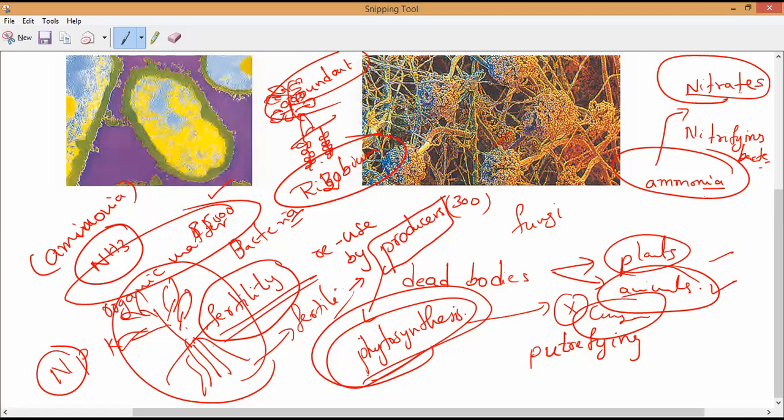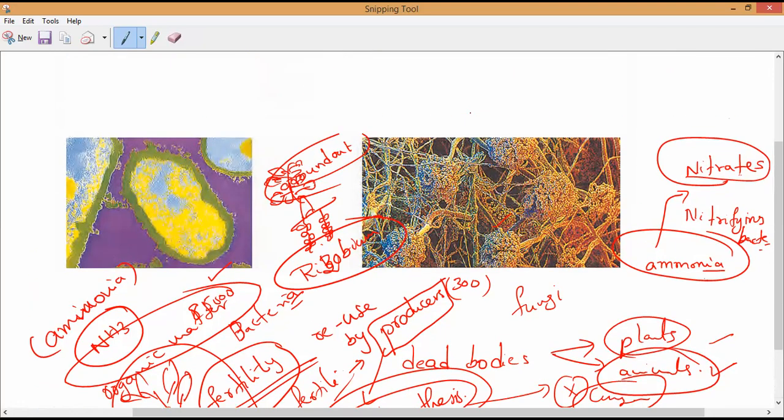Again, the producers will absorb these nutrients, so that food is available for everybody, including the consumers. Every consumer is getting food only because of producers. If there are no producers, no consumers will survive. It will lead to exhaustion, and the evolution of life would come to an end on this earth. So that is the importance of decomposers.